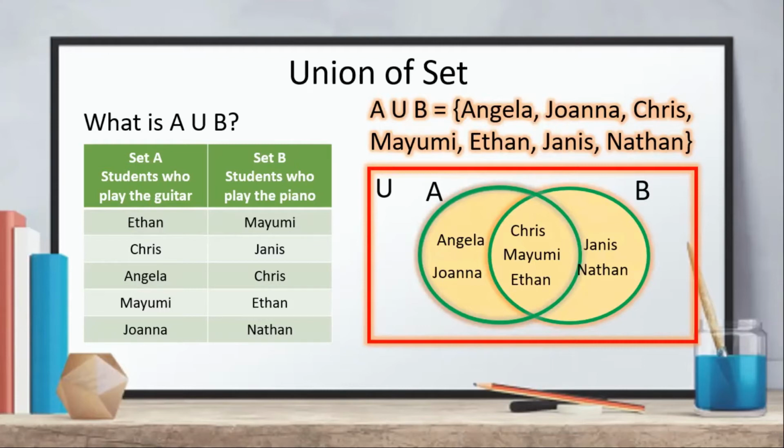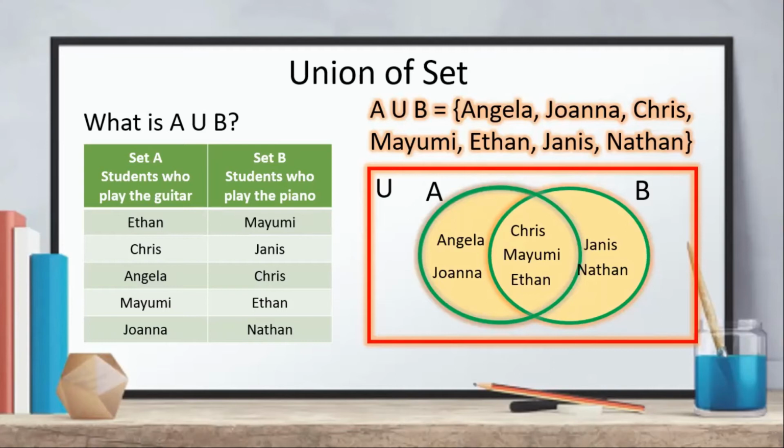Combine lang together. So therefore, kung ang ating set A contains Angela, Joanna, Chris, Mayumi, Ethan, and Janice, and then ang ating set B, we have Mayumi, Janice, Chris, Ethan, and Nathan, combining them together, combine lang natin, ang ating union of sets are A union B becomes the element Angela, Joanna, Chris, Mayumi, Ethan, Janice, and Nathan. Okay. Pinagsama lang natin. So that's the union of set.